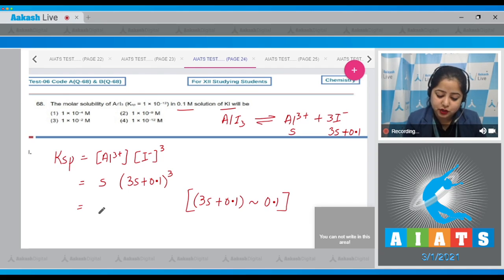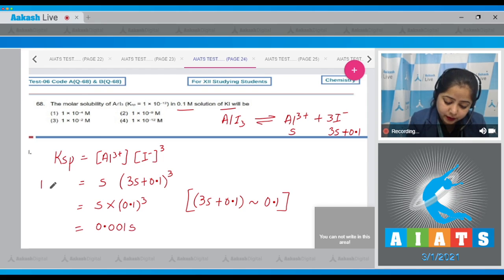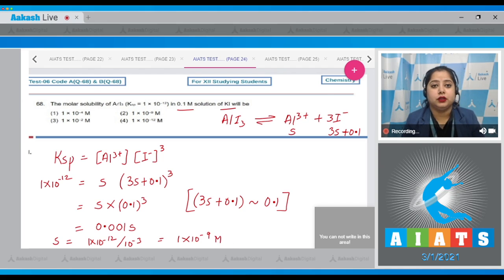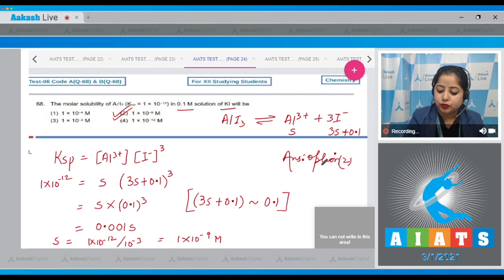That means the value of KSP becomes S multiplied by 0.1 into 3, which is equals to 0.001. Student, we are also given with the value of KSP. Here I'm writing 1 into 10 raised to the power minus 12. So S is equals to 1 into 10 raised to the power minus 12 upon 10 raised to the power minus 3, which is equals to 1 into 10 raised to the power minus 9 molar. That means the correct answer is option number 2. Here I'm writing answer is option number 2.